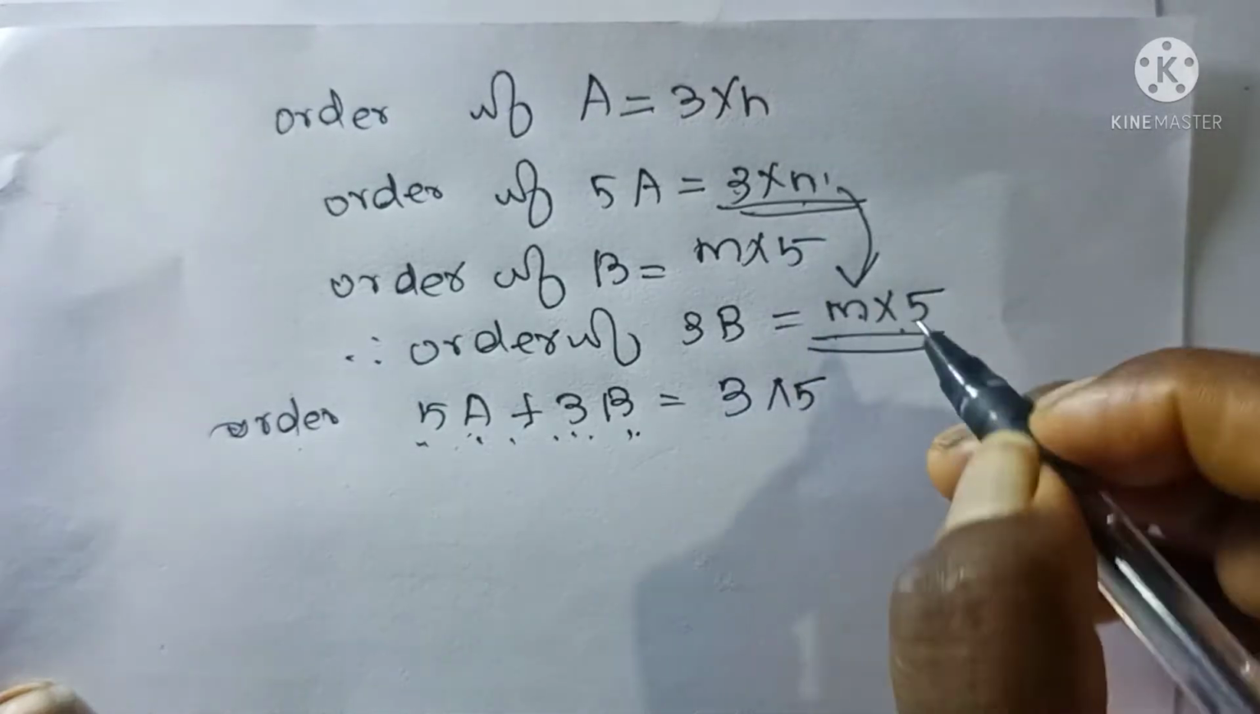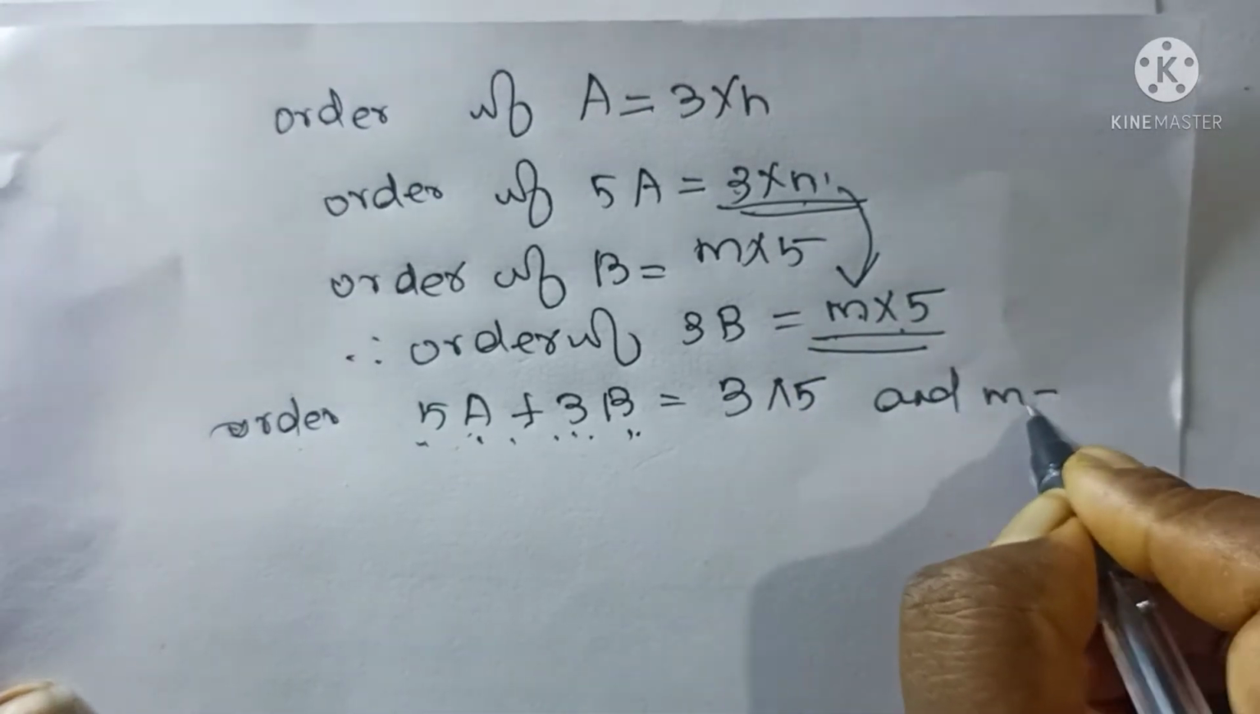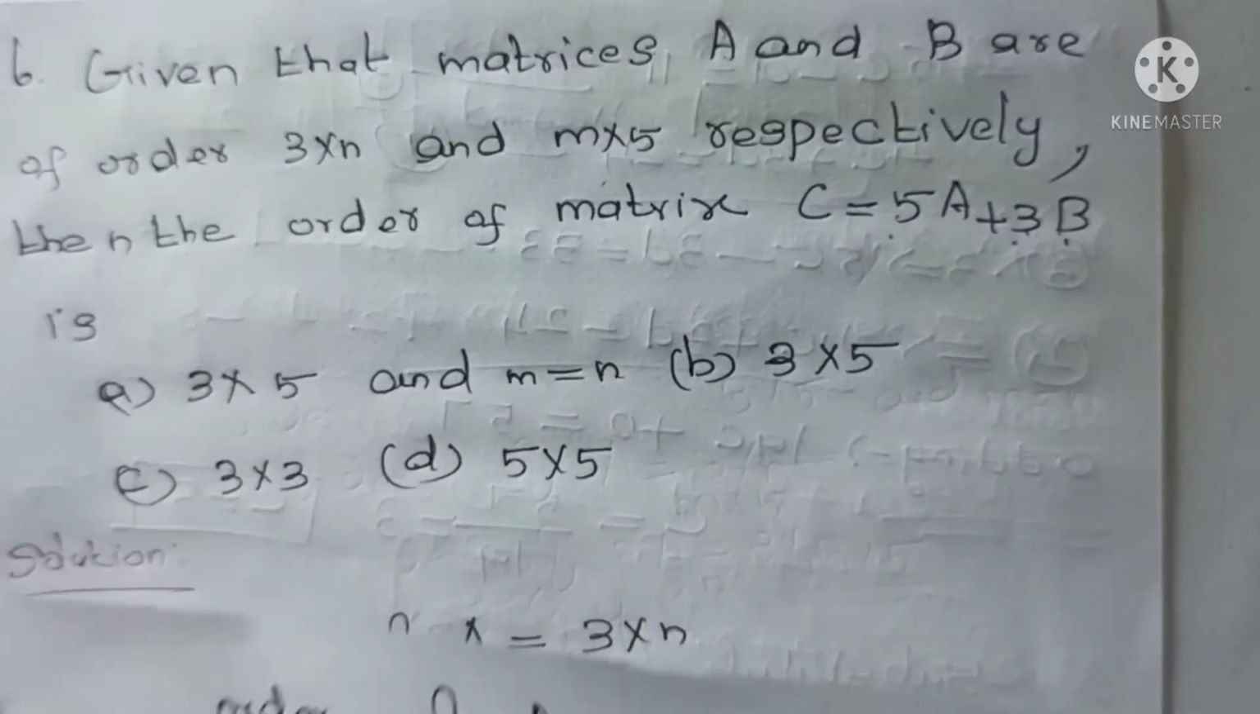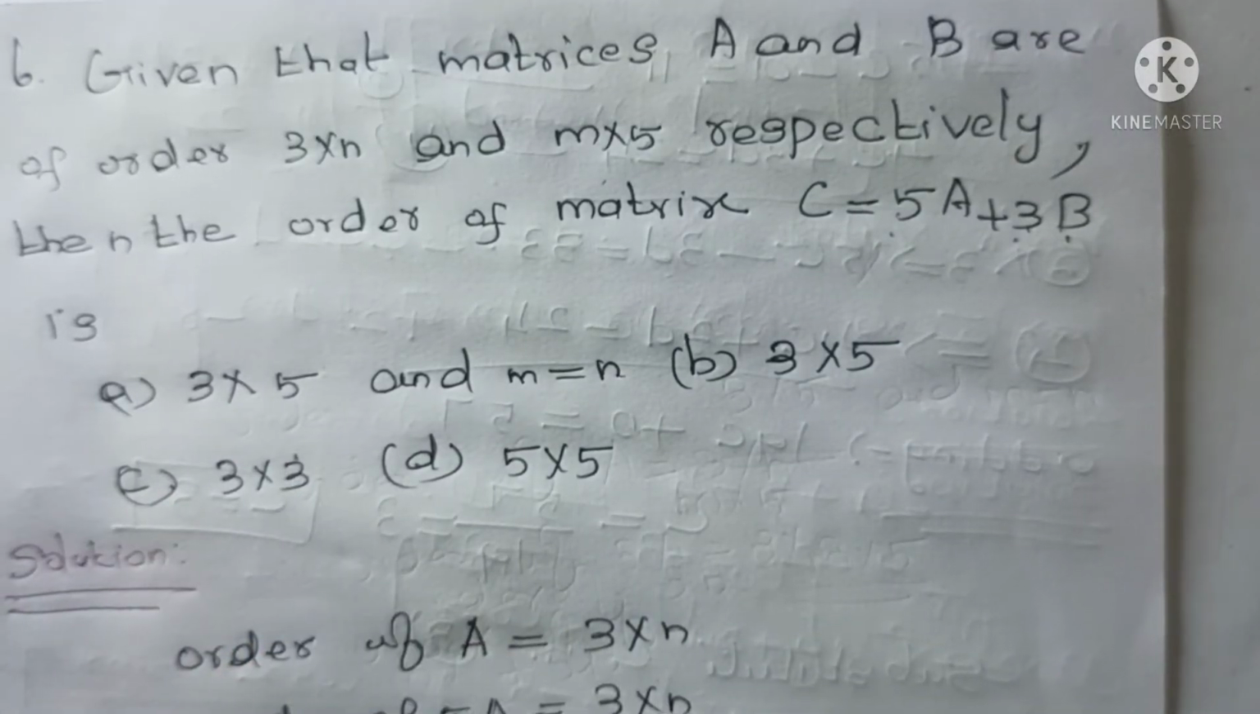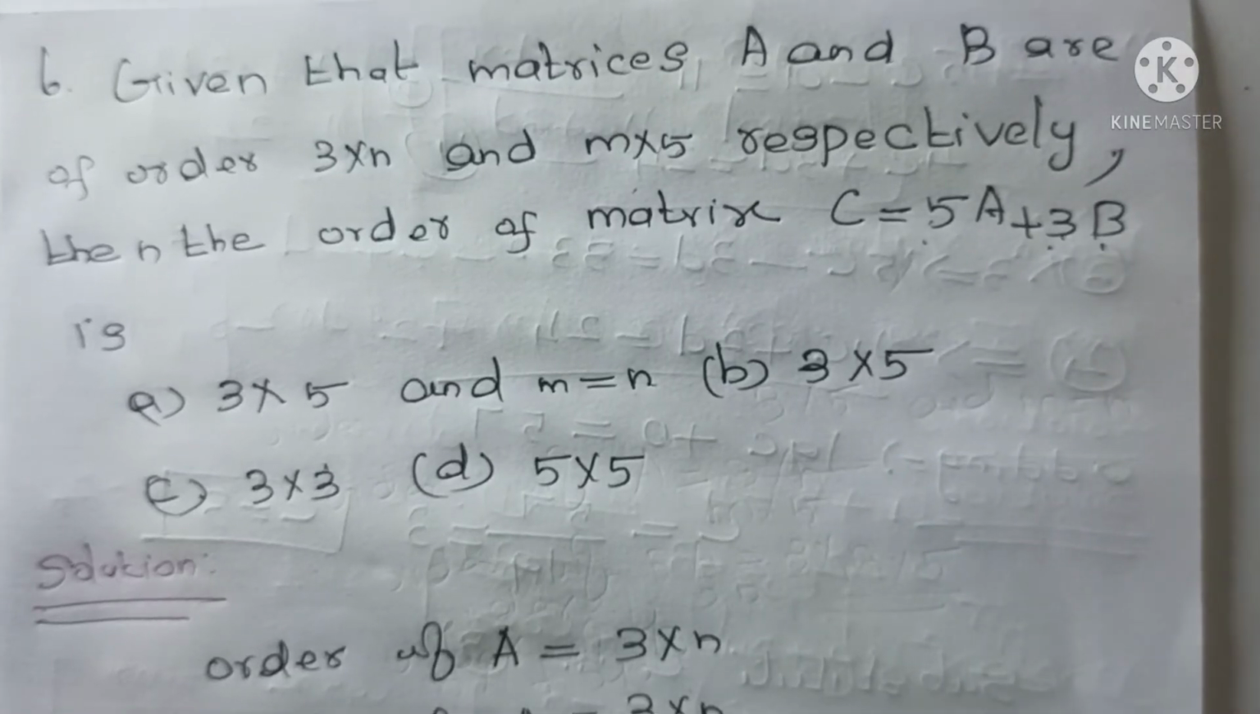But the condition is m is equal to n. So what is the option? Option A is correct. Now I am showing this question and answer. If you want, you can write.